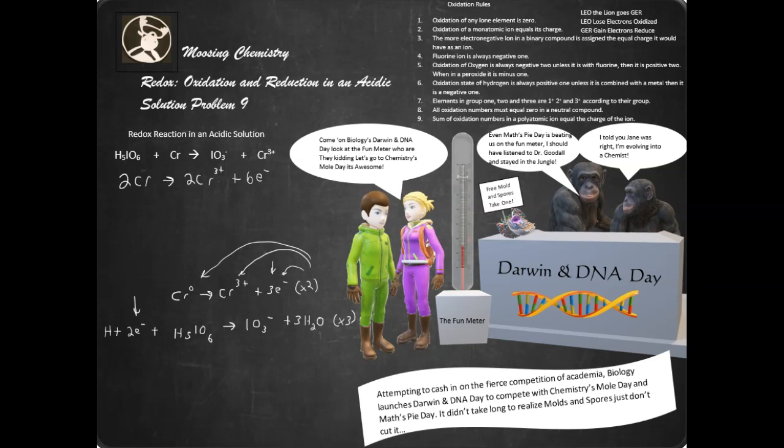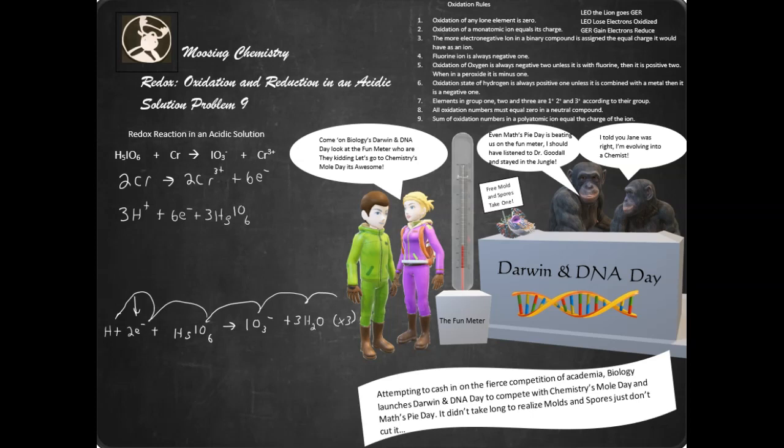Now let's go ahead and clean that up. Things are looking pretty good. Now, on the other hand, we're going to multiply everything by 3. That's going to be multiplied by 3, that's going to be multiplied by 3, that's going to be multiplied by 3, and that's going to be multiplied by 3. So that's going to give me 3H+ plus 6 electrons plus 3H5IO6 yields 3IO3 minus plus 9H2O. All right, now we just got to clean up a little bit more, and then we'll be able to solve our problem. Pretty cool.